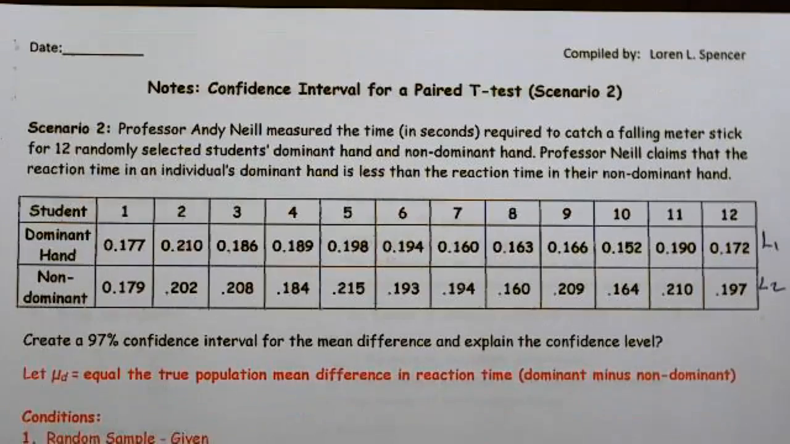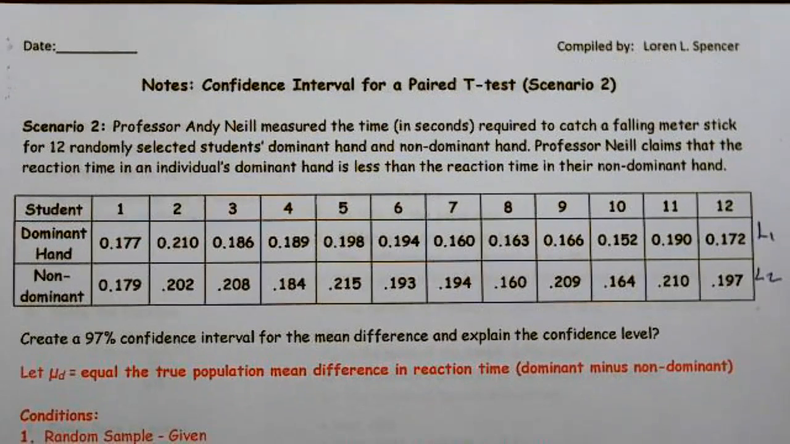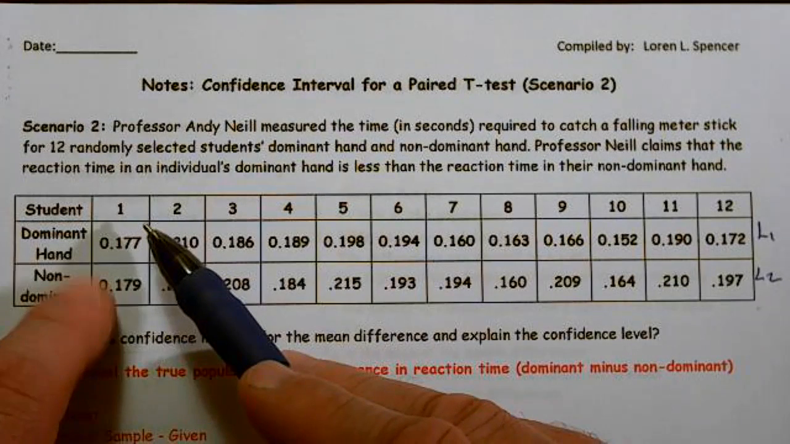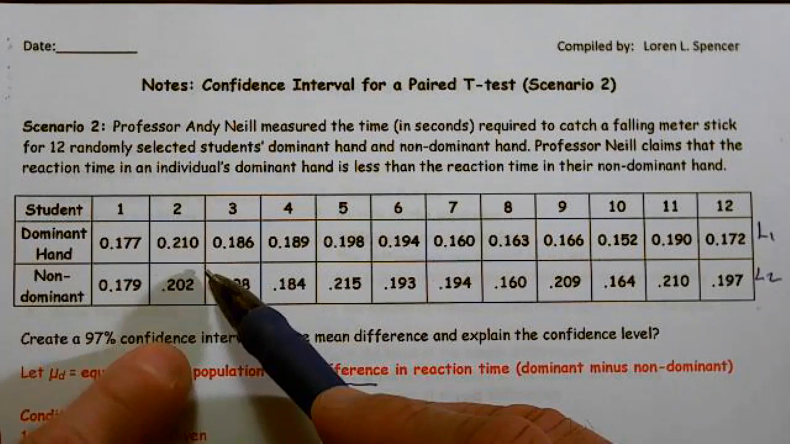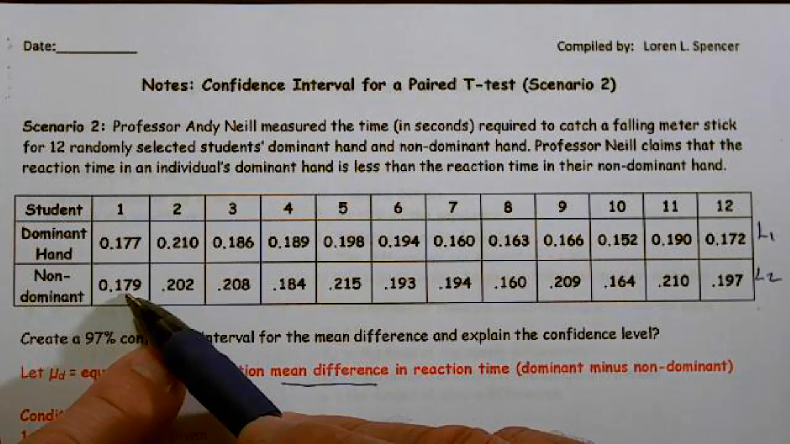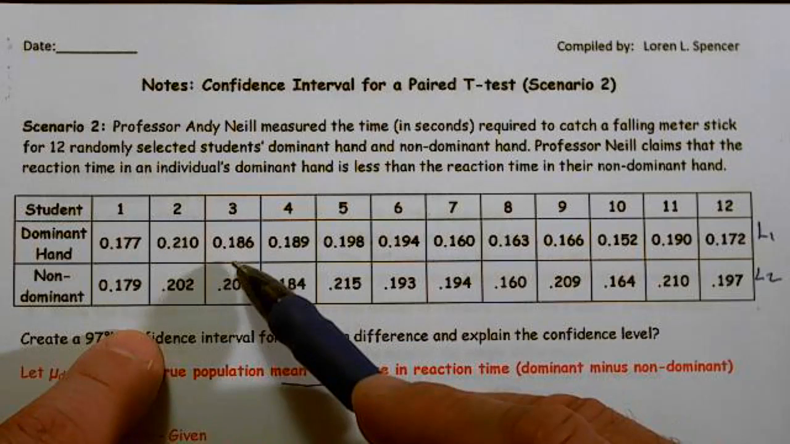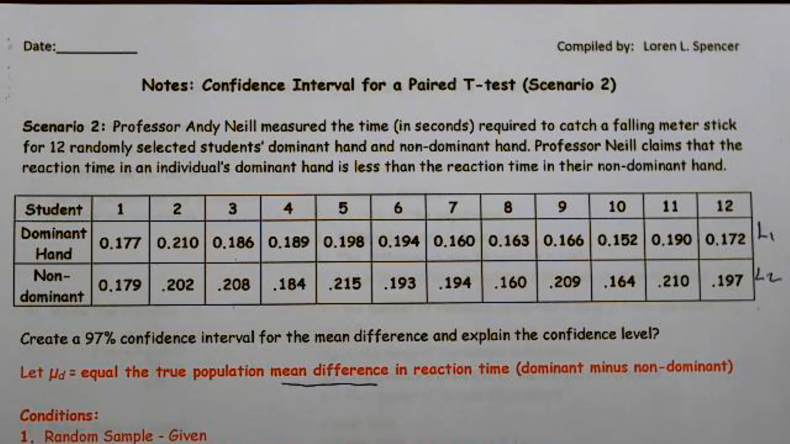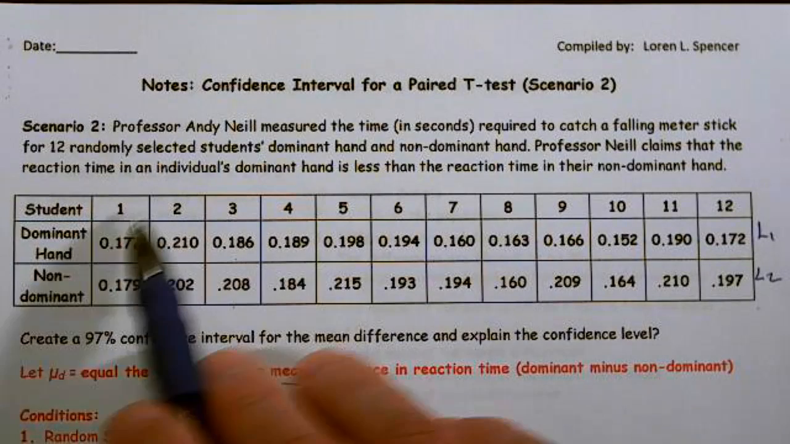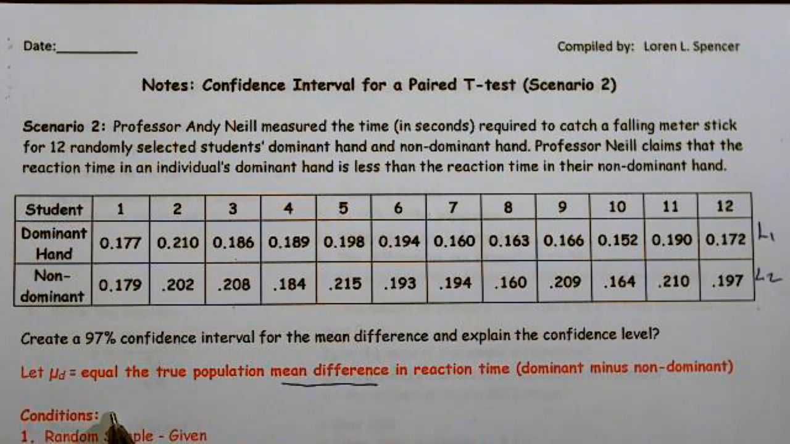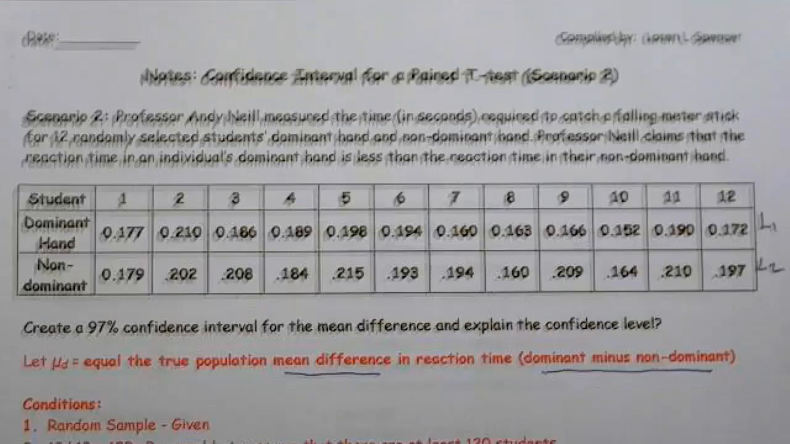So the very first thing we have to do is define our parameter, which is let mu d equal the true population mean difference, because we're going to be subtracting these. And we know this is a paired test because each individual was measured twice. So student 1 got measured with the dominant and then with the non-dominant, etc. Student 3, dominant and then the non-dominant. So they were all measured twice. We basically have 12 students measured 2 times. So we always have to include the order of the subtraction, which is dominant minus non-dominant.